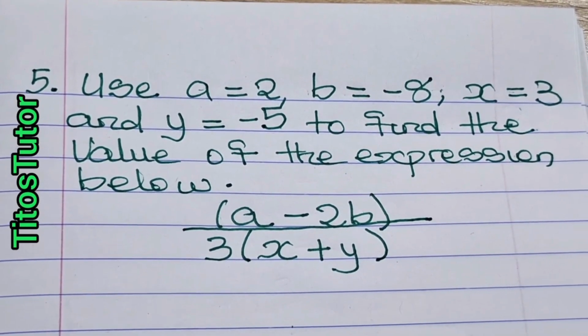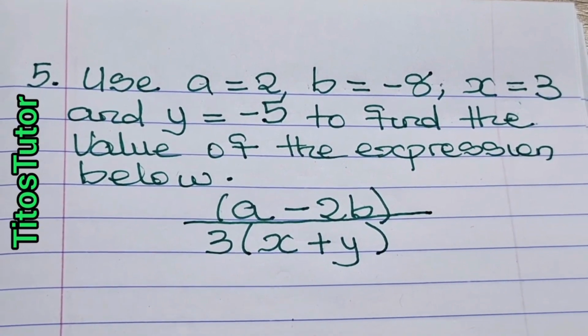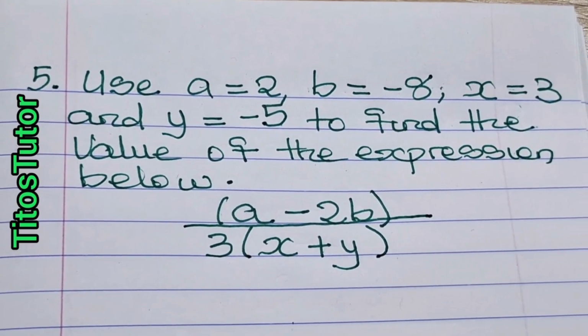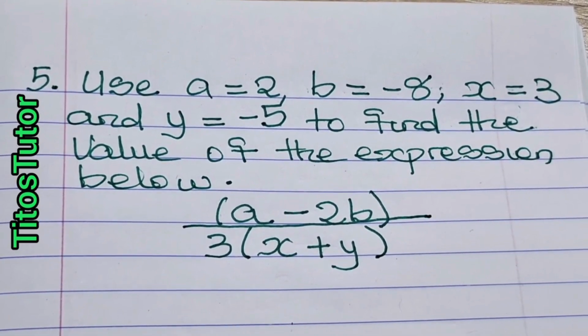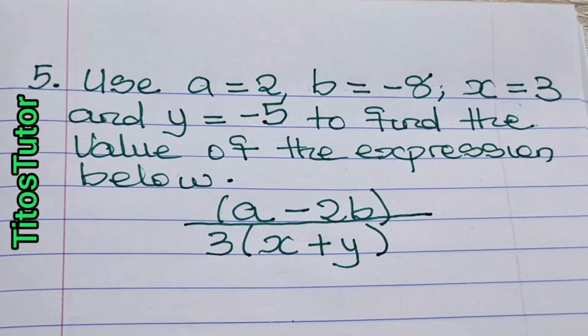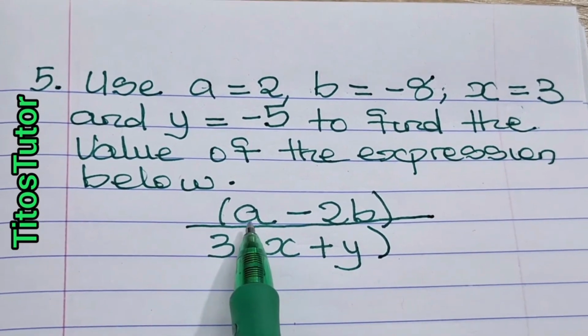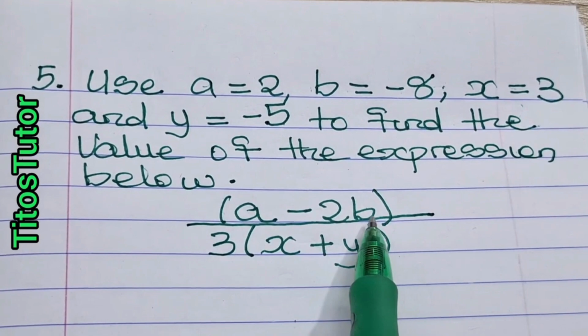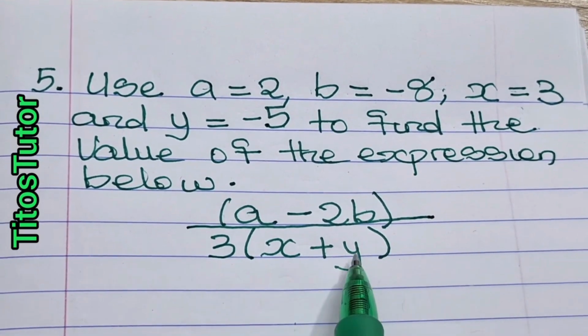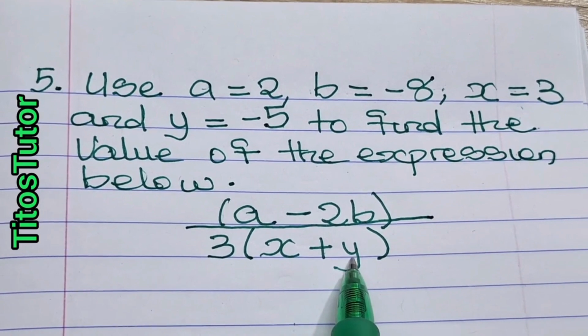All right, example 5. Use a is equal to 2, b is equal to negative 8, x is equal to 3, and y is equal to negative 5 to find the value of the expression below. So we know our a is 2, b is negative 8, x is 3, and y is negative 5.